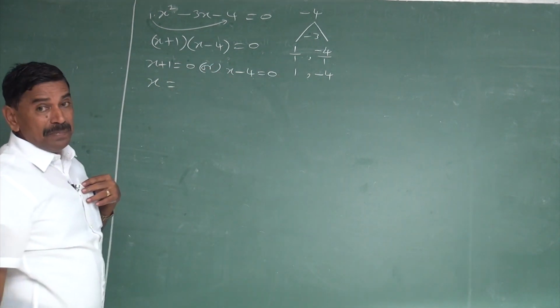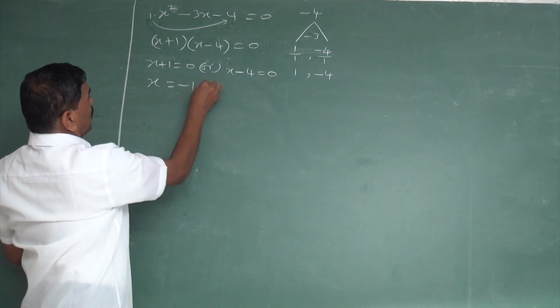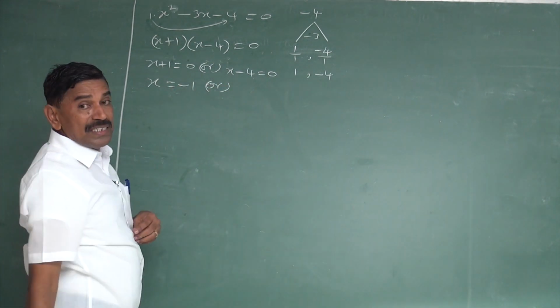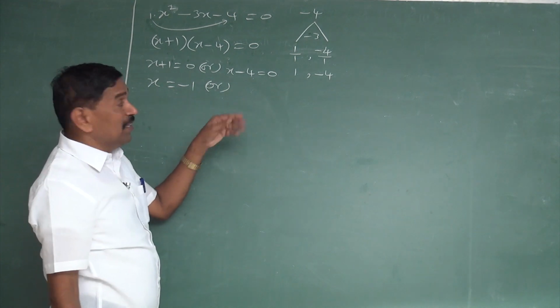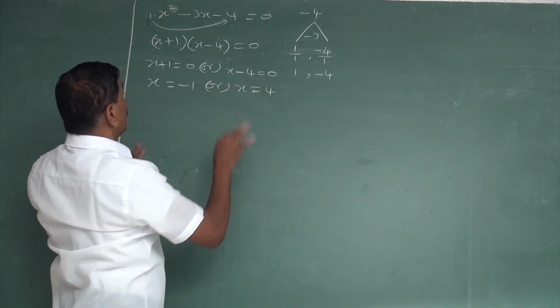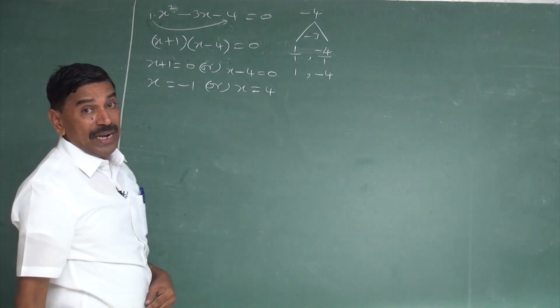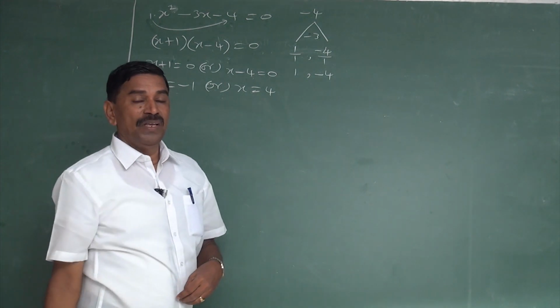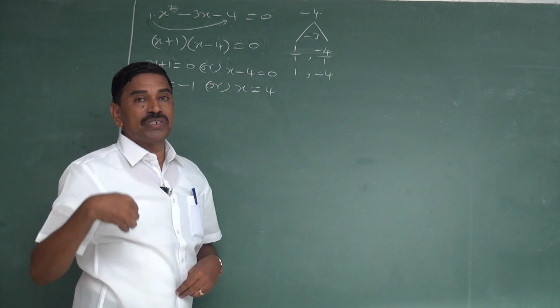Okay, what is the next step? Good, very good. X equals minus 1. Next, what is the next answer? Very good. Minus 4 goes to the right as plus 4. So, x is equal to 4. Now, all the required roots are. Can you tell me all the required roots?